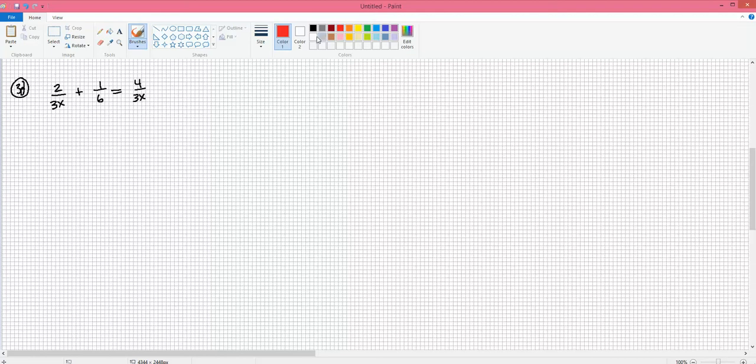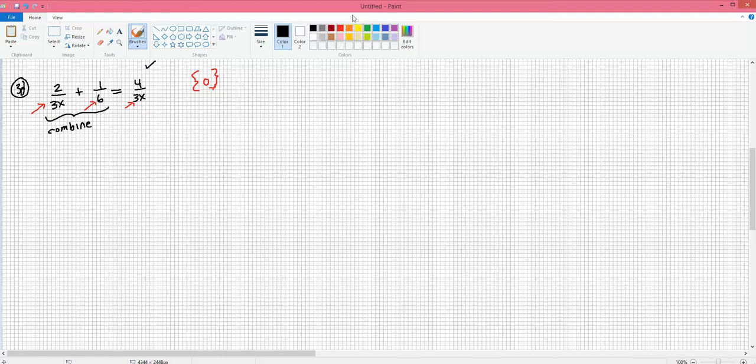Getting our excluded values, from the 3x we get 0, and from the 6 we get nothing. So 0 is the only excluded value. Now you check, do you have one term on the right? Yes. Do you have one term on the left? No. So you need to combine.